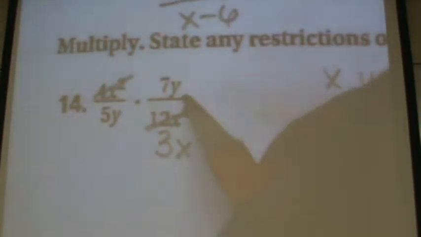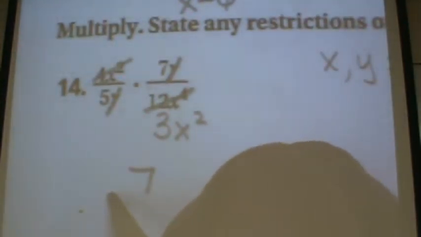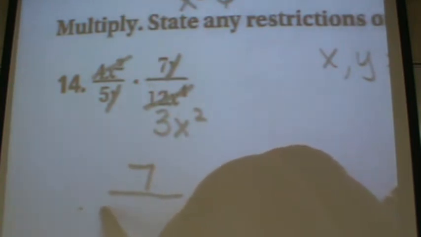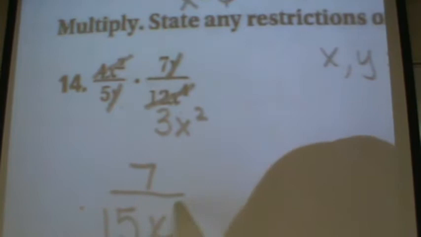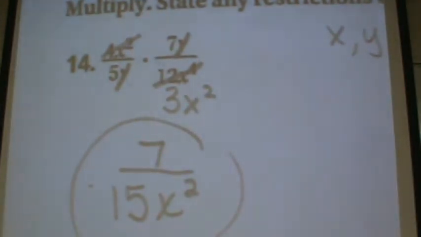How about the y's? What about the y's? Just take out a y. And what's left? What's your final answer? 7 over 15x squared. Good job. That's simplified. Cross, cross, reduce.